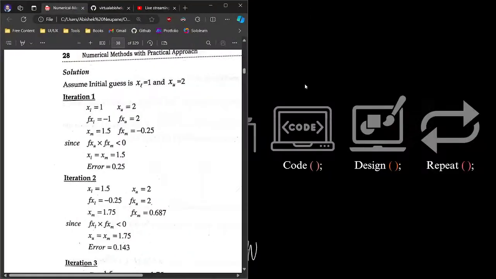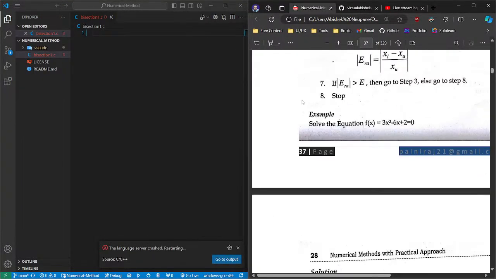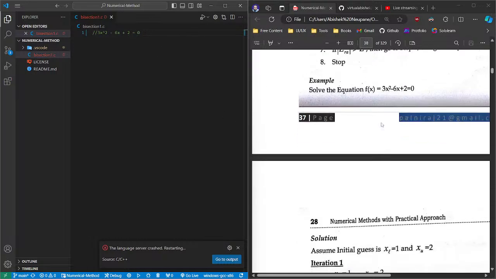First of all, let's look at this equation. Let's write this equation here: 3x square minus 6x plus 2 equals 0. Okay, so now let's start.